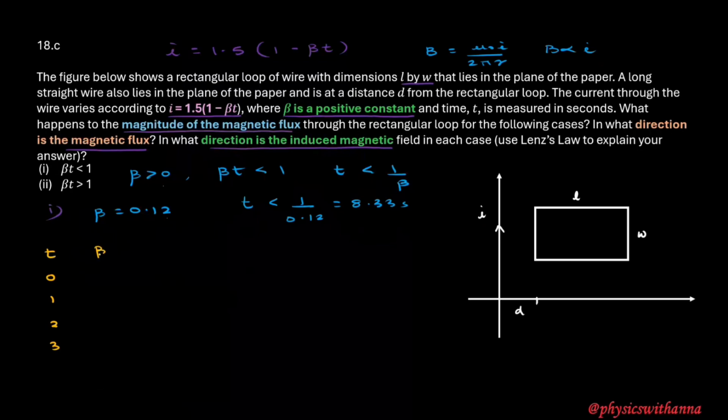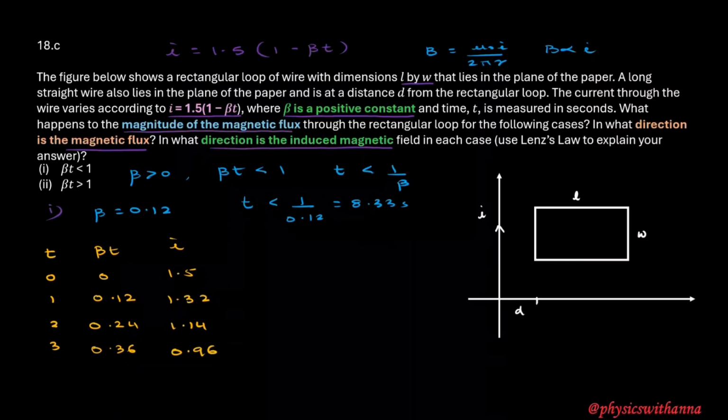Then we calculate what is beta t for these time values. All you have to do is multiply beta with the time t. So beta times 0 will give you 0, times 1 will give you 0.12. This will become 0.24 and this will be 0.36. All I did was multiply 0.12 with the time values. Now let's see what happens to current I. I'm going to substitute these values of beta t in the expression for current. So at time t equals 0, I have current as 1.5. At time t equals 1, the current becomes 1.32. Then we have 1.14 and then we have 0.96.